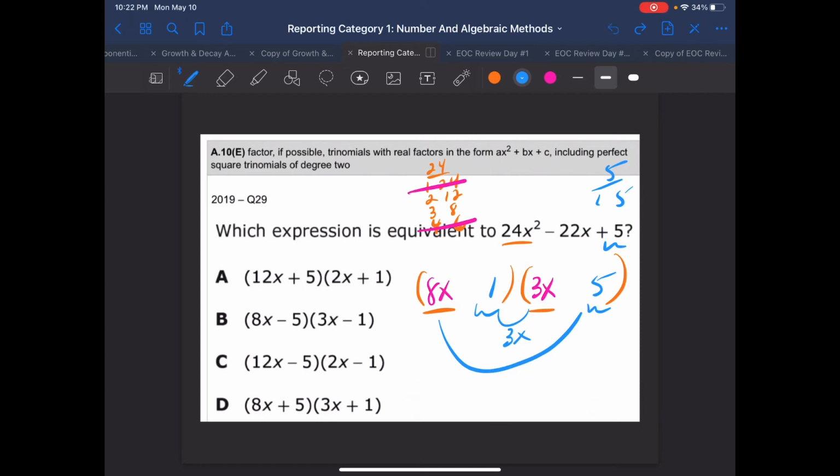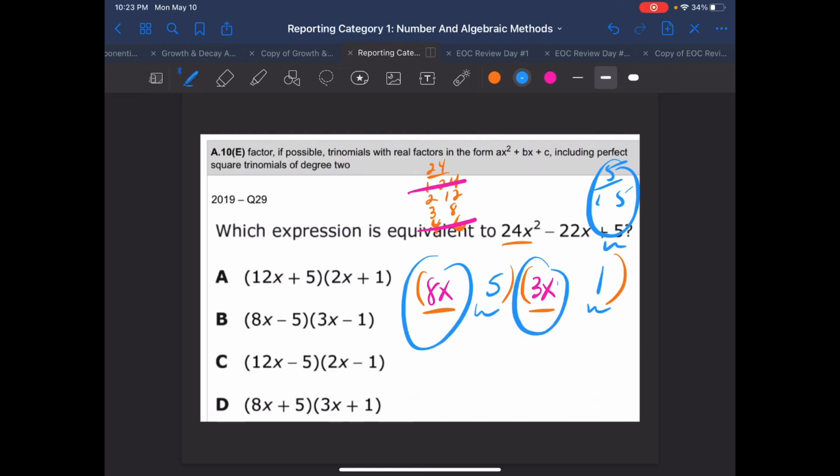Therefore, this is incorrect. So let me switch the order. Let me check out my middle terms again. 15x and 8x cannot make a negative 22x. Therefore, this is also incorrect. Since 1 and 5 is our only option, these have to stay. So we're going to have to go ahead and change these two. Since that didn't work, we know our correct answer cannot be B or D.